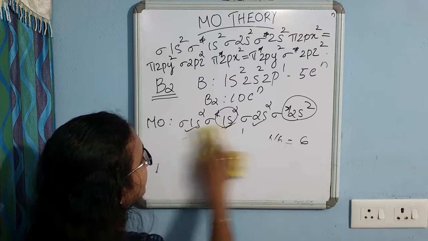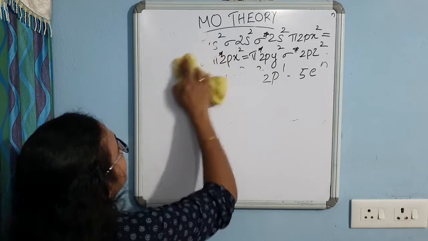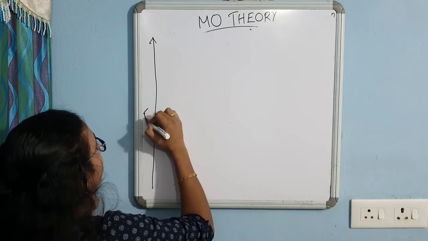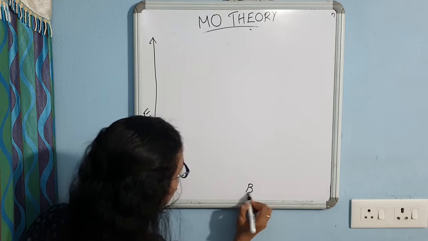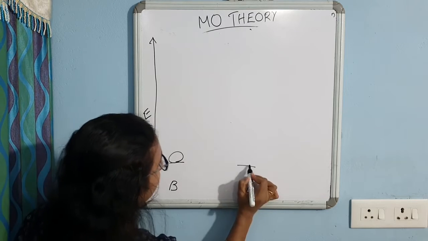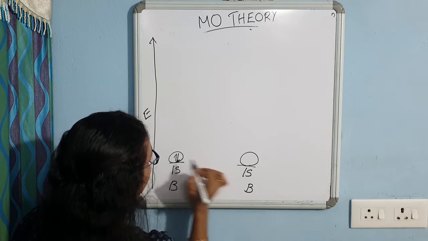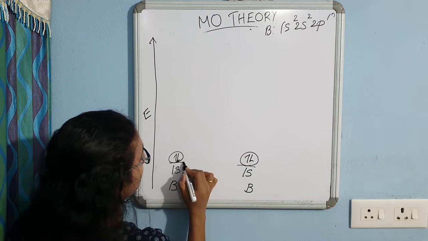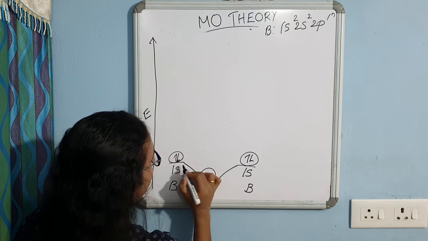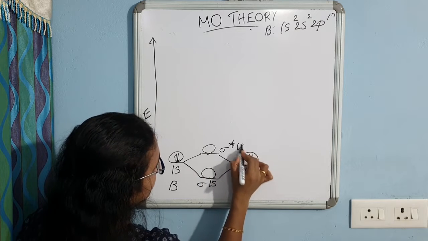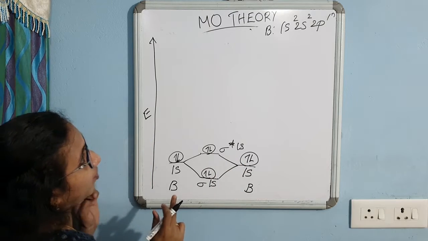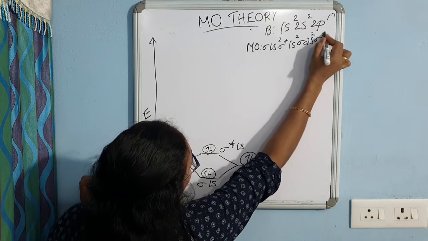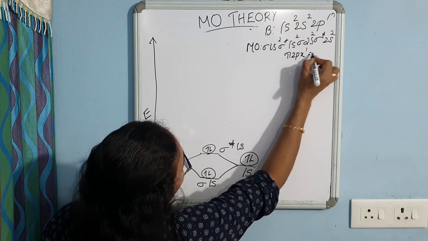Now we can draw the MO diagram for this molecule. While drawing the MO diagram, first of all we have to show the energy line. Energy is increasing. For the two atoms, we have 1s atomic orbitals, each containing 2 electrons, because we know the configuration of boron atom is 1s2, 2s2, 2p1. They combine by addition to give sigma 1s, and by subtraction to give sigma star 1s. Each has to be labeled, and the MO configuration, we know, is sigma 1s2, sigma star 1s2, sigma 2s2, sigma star 2s2, pi 2px1 equals pi 2py1.